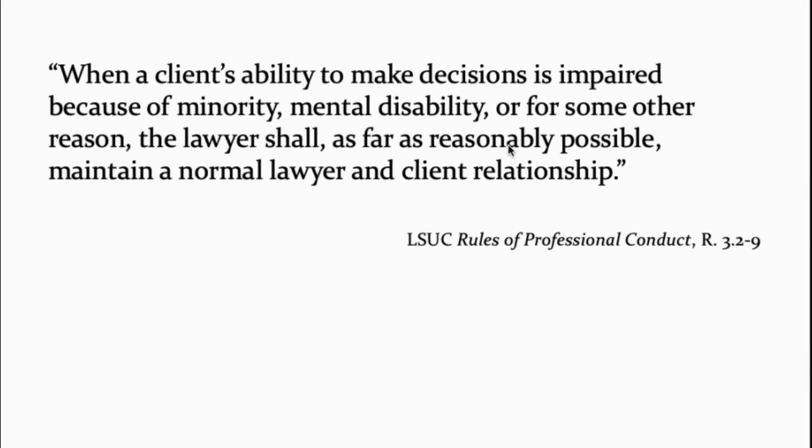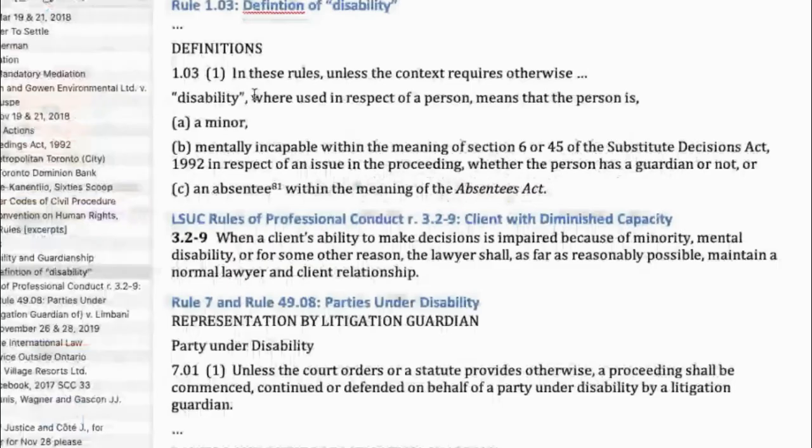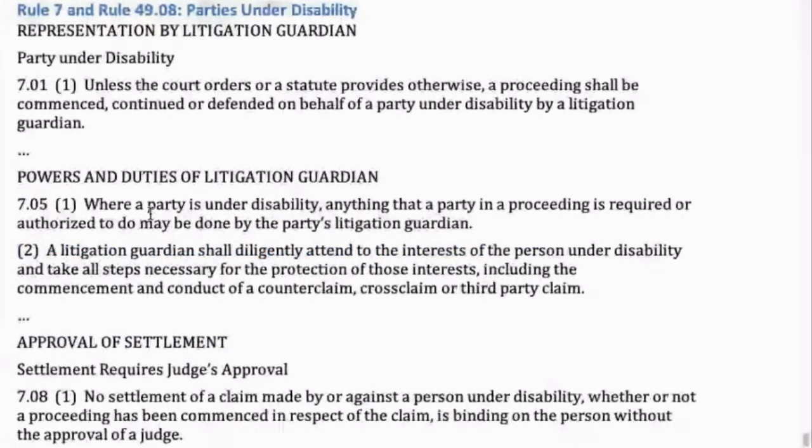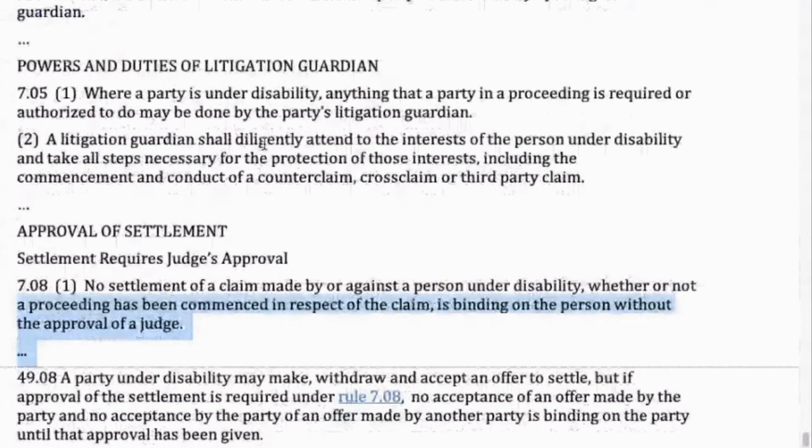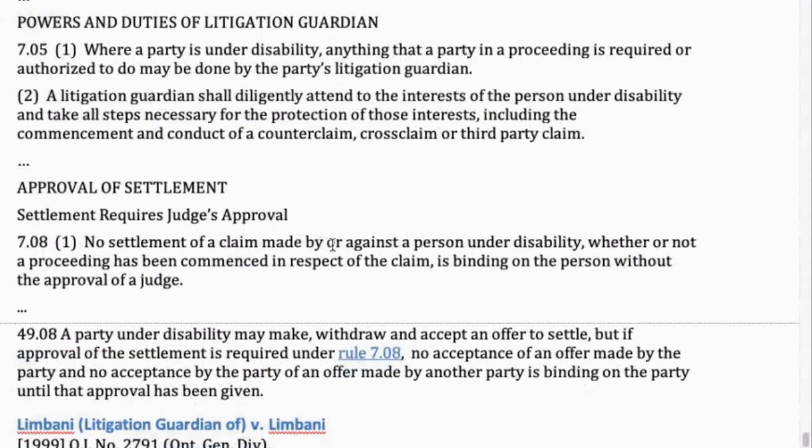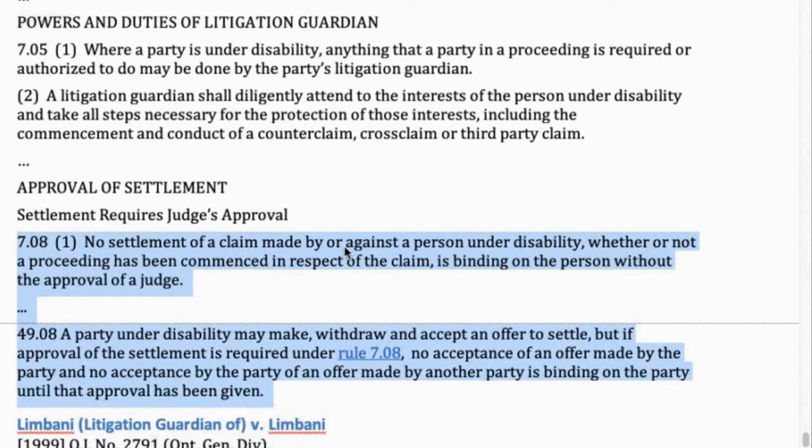And one thing a litigation guardian cannot do is unilaterally decide, accept, or make a settlement offer. Right? They can settle the case on behalf of the incapable person, the party under disability, but only provisionally, because Rule 7.08 tells us that settlement approval is again required, right? Just like with class actions. The court has to approve any settlements. 49.08 reinforces that. So this again is to protect the interests of the incapable person, because of the risk of a conflict of interest between the litigation guardian and that incapable person.